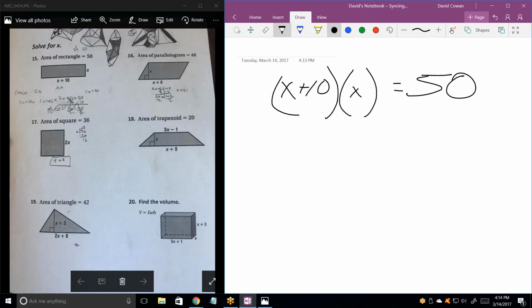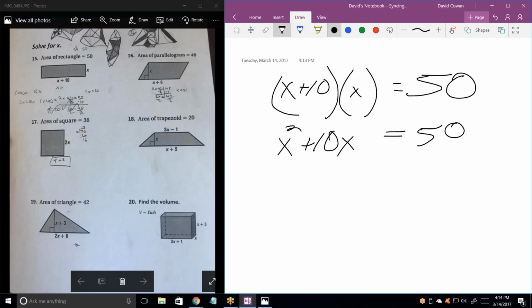Okay, what's the next step? Multiply x and 10. Okay. And what's the next step? And then, let's see, add squared and 10 and then divide by 50.